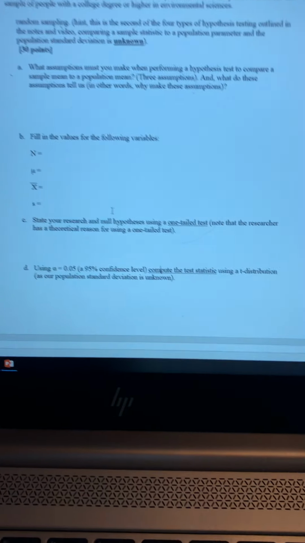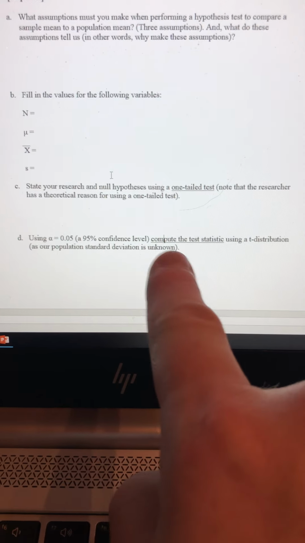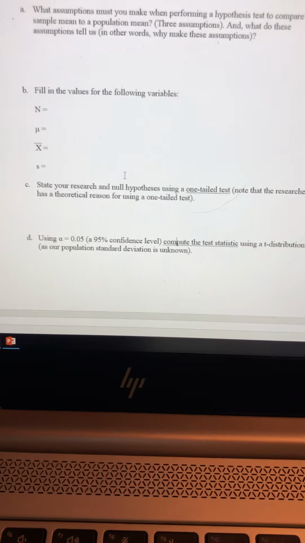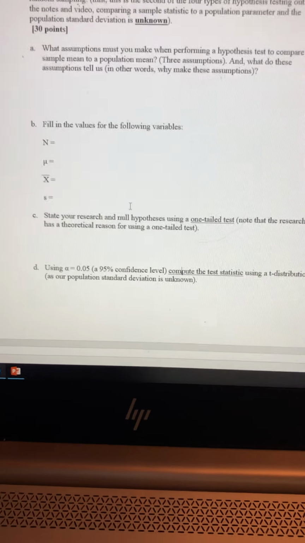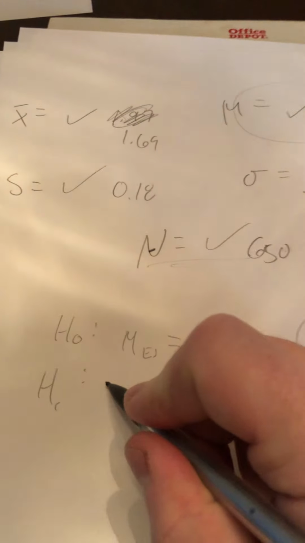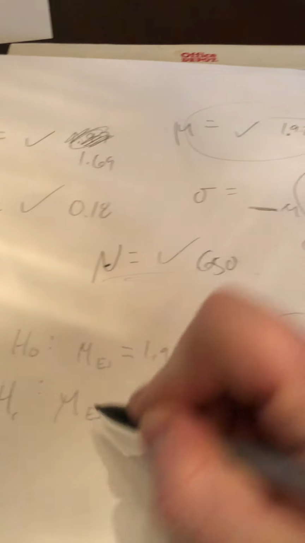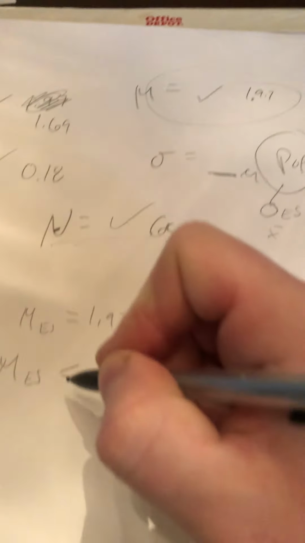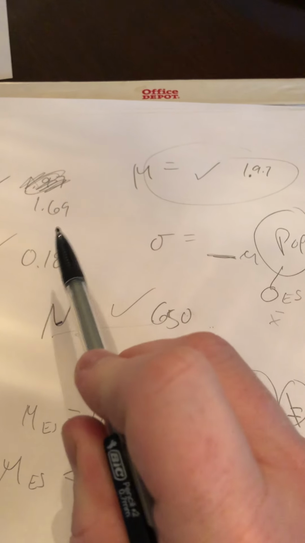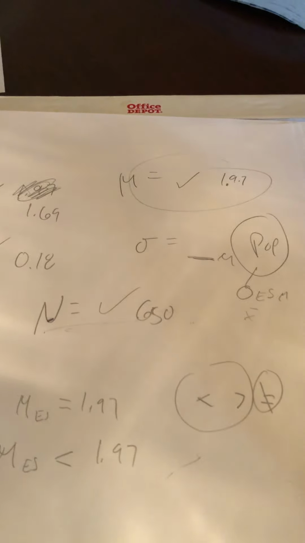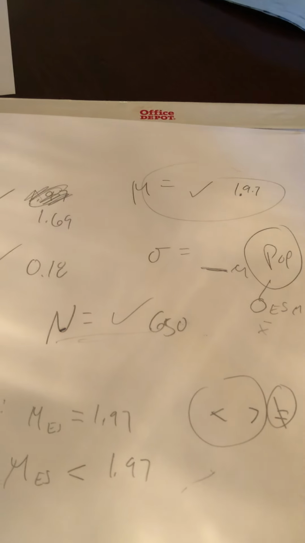I again specifically ask for a one-tailed test. Why? Because I have a theoretical reason to believe that my environmental studies majors will have fewer vehicles than the average American. So my alternative hypothesis is that mu for environmental studies majors is less than 1.97. And you could look at these numbers and say, well, 1.69 and 1.97, clearly that's less. But the question is, is it statistically significantly less?